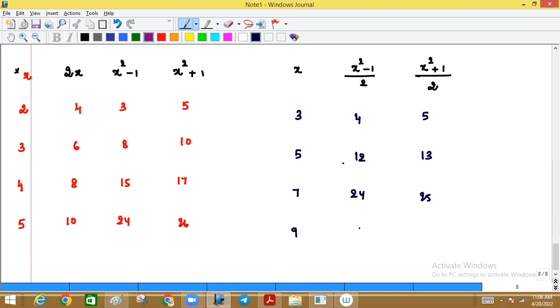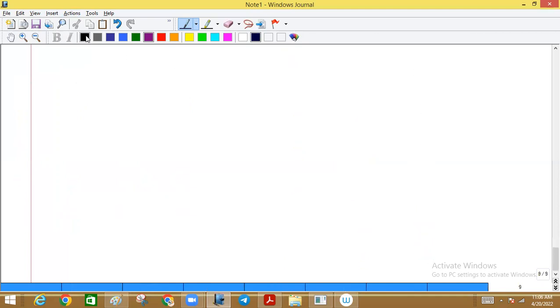9 square minus 1, 81 minus 1, 80 by 2 is 40. Then after 40, 1. If I take 11, 121 minus 1, 60, 61. It goes on. Okay. Let me list out the important triplets for you.